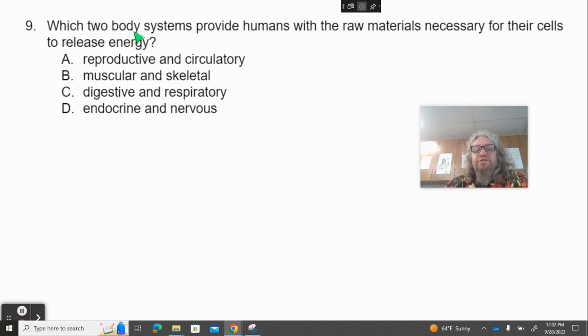Number 9, which two body systems provide humans with the raw materials necessary for their cells to release energy? Is it A, reproductive and circulatory, B, muscular and skeletal, C, digestive and respiratory, D, endocrine and nervous?